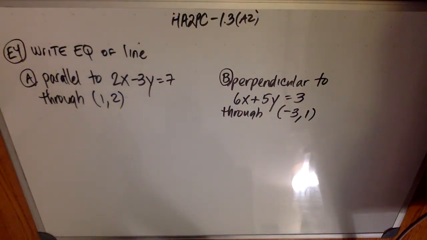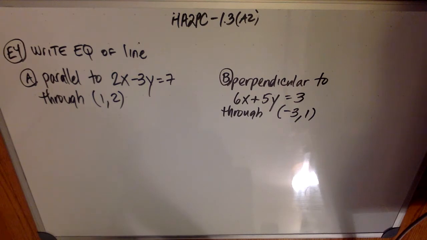All right, this is Honors Algebra 2 Pre-Calculus. We're doing section 1.2 in Algebra 2, which is writing the equations of lines. So in example 4 and P4, we're going to write the equations of lines that are parallel or perpendicular to given lines. Here's what makes this different from E3.